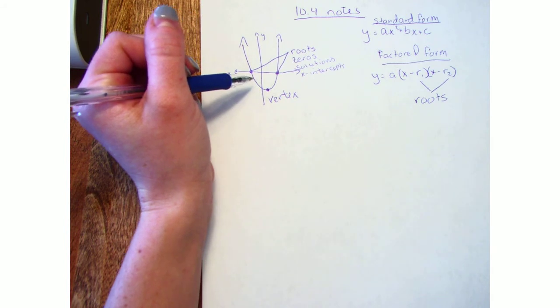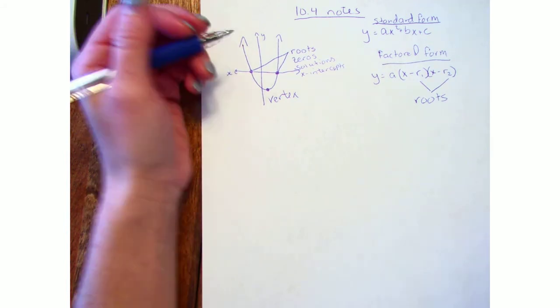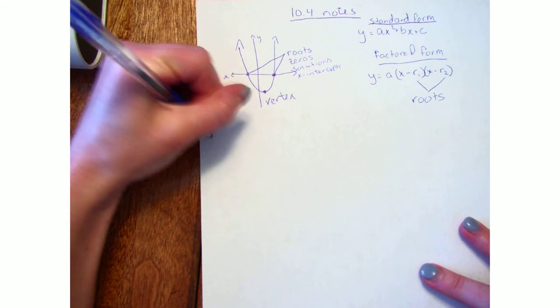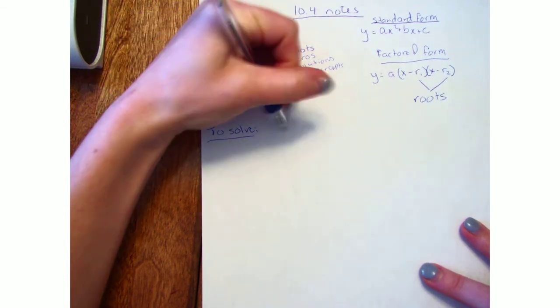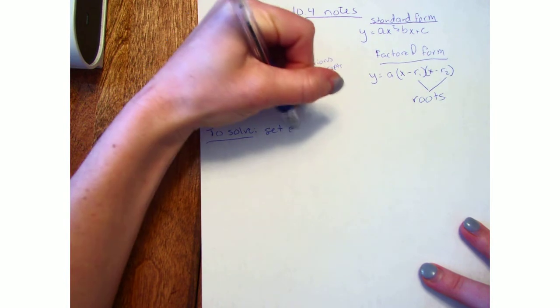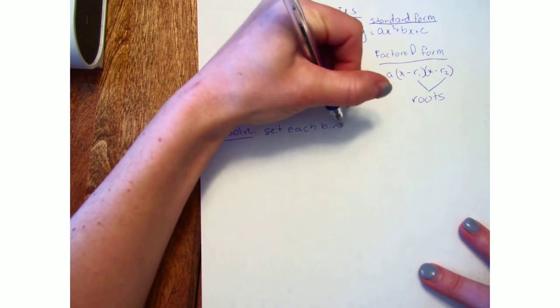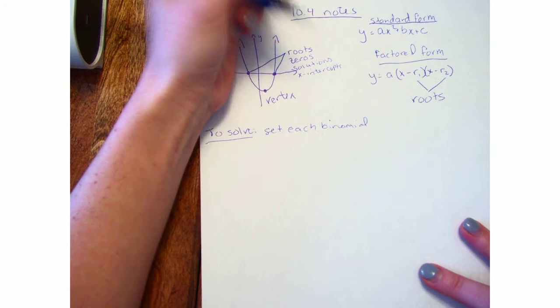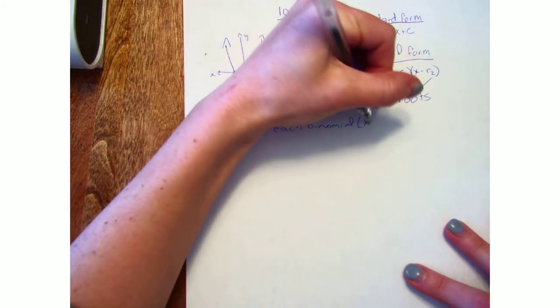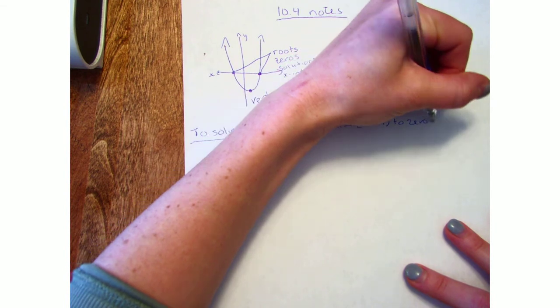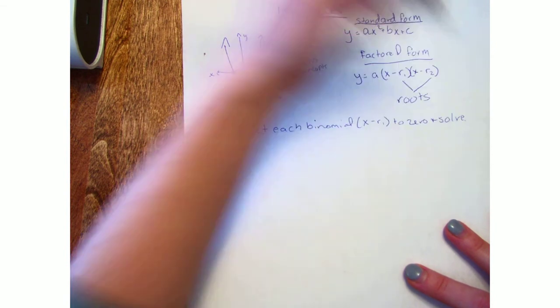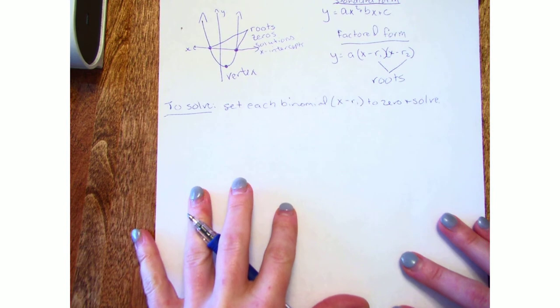All right, so basically you're going to be given a binomial today, and you are going to have to solve it. So to solve, set each binomial, and remember binomial is two terms, so x minus r1, equal to 0, and solve. I'm going to try to keep things very straightforward today.